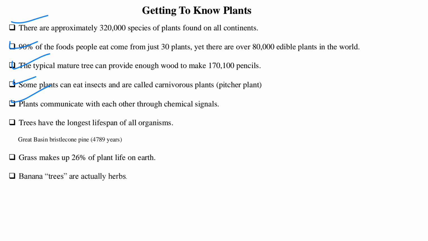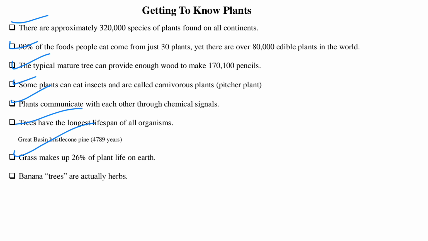Then the seventh important point is that grass makes up 26% of plant life on Earth. That is, grass makes up one fourth of the total plant life on earth. That is a huge number. Grasses are actually herbs, and they are also included in the weed category. There are no other natural competitors, so they grow in such large numbers that they make up 26% of all plant life on earth.